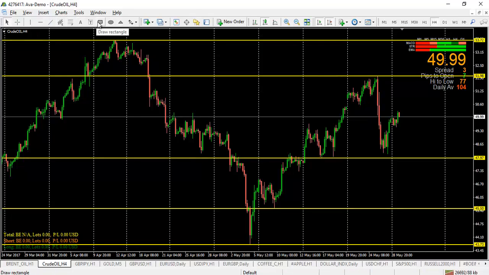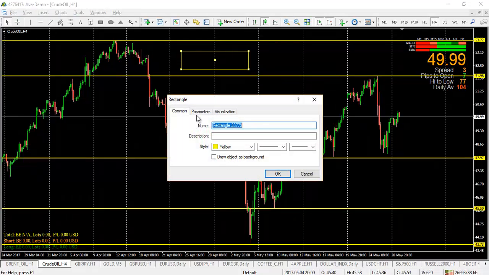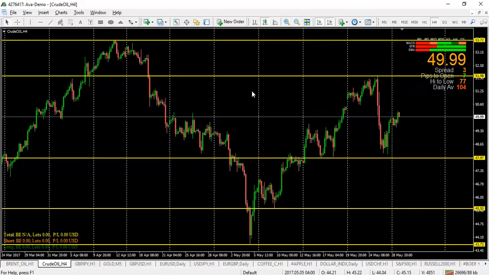Fibonacci you don't need, you can forget it. Rectangle, drawing a rectangle, is also an important tool, and you always have to right click, go to draw object as a background, uncheck that, and you're done after that. So let's get started.